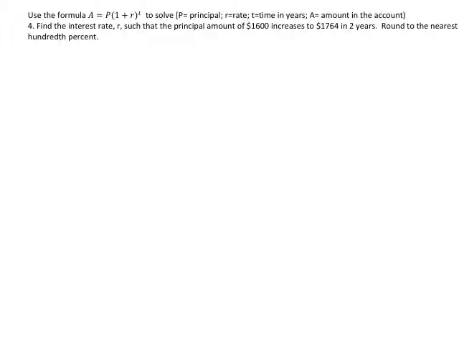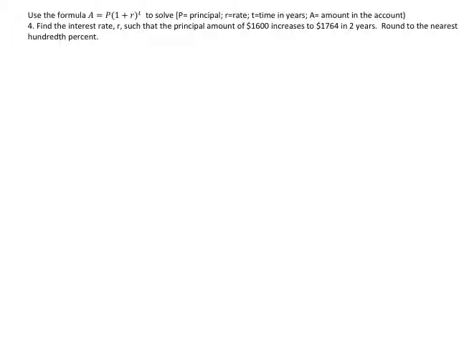Alright, number 4 gives us this formula: A equals P, which is the principal, times (1 plus R, the rate) to the power of T, time in years, where A is the amount in the account. What we want to do in this case is find the interest rate R, with a principal of $1,600 increasing to $1,764 in 2 years. So that gives us all the values we need in order to solve this.